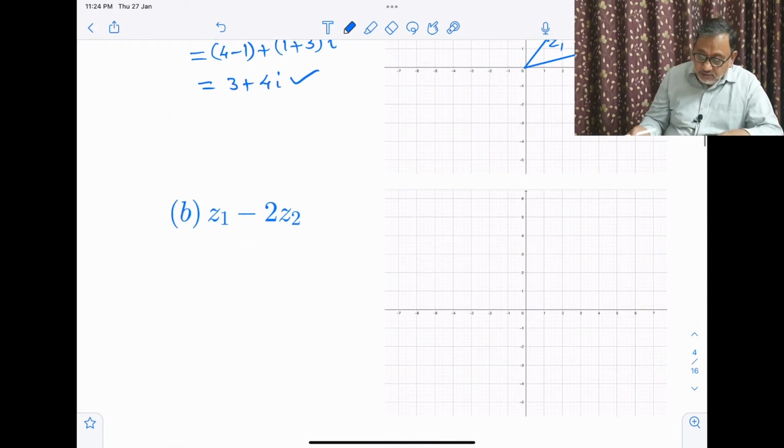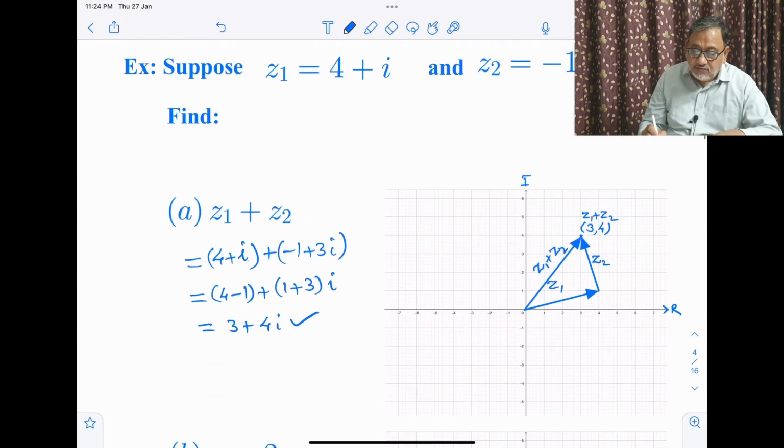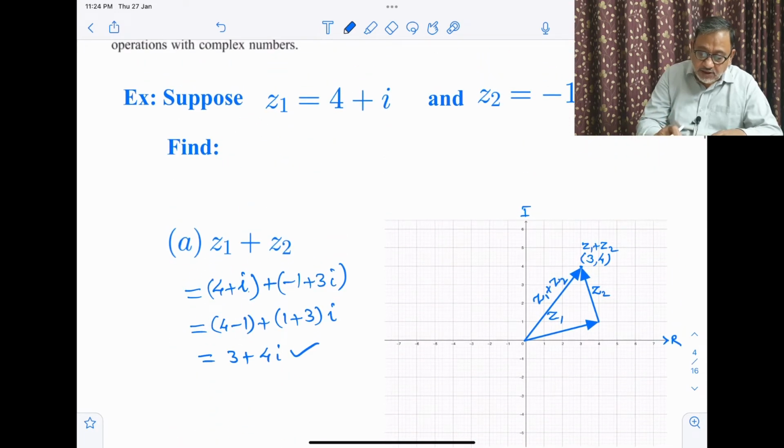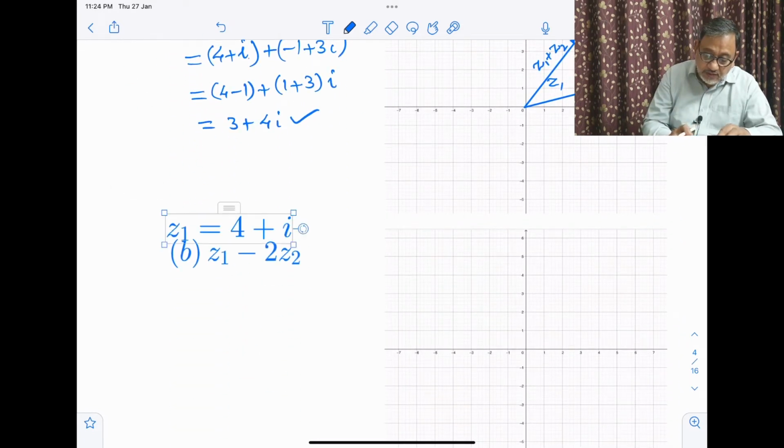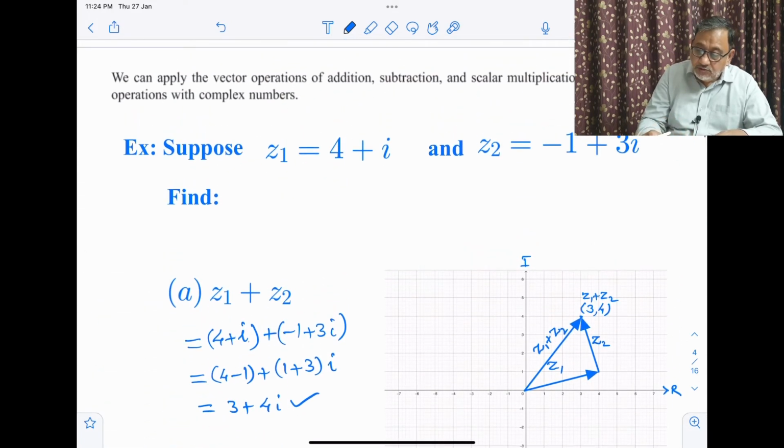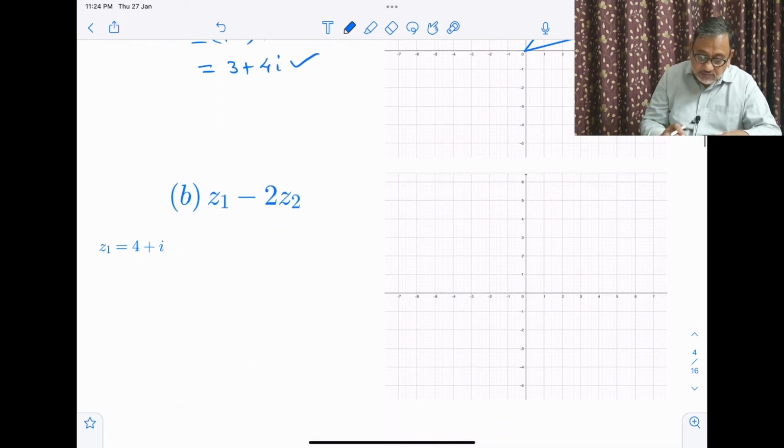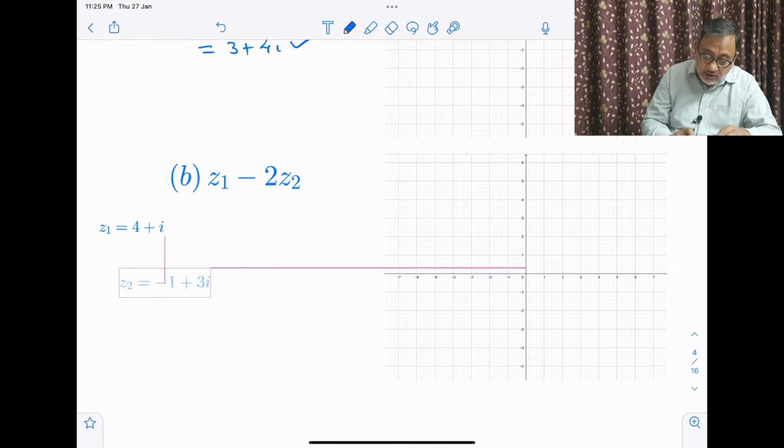Now the second part I have to show you: z1 minus 2 z2. First I will represent z1. Now look here, what is z1? z1 is 4 plus i. Let me copy it here for our convenience. Yeah, z1 is here. And I will copy z2 also so that it is ready with us. So these are z1 and z2.